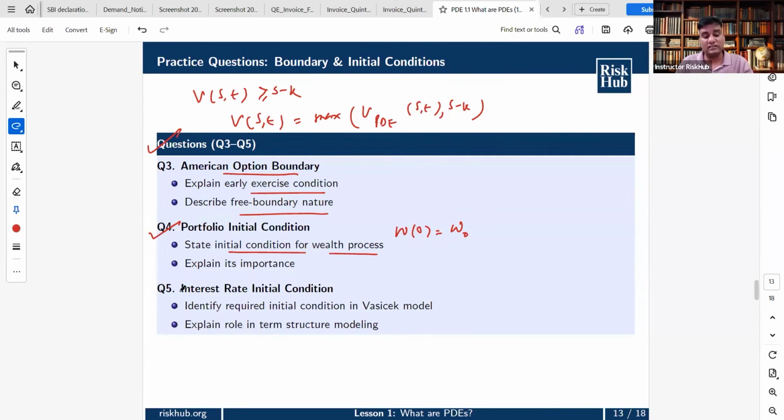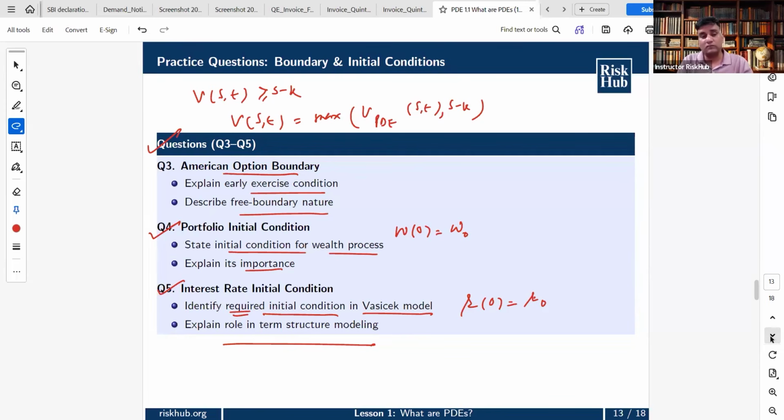Then we have the interest rate initial condition also. Identify the required initial condition for a specific model and explain its role in term structure modeling. In a short rate model, r0 is equal to r naught, meaning today's short rate is known. In such a model, the starting rate is needed to generate the future distribution of interest rates and price bonds. That is what we need to understand, right?